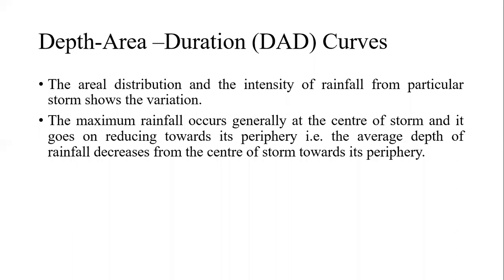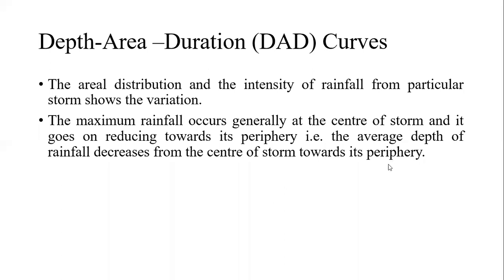It means that the maximum rainfall occurs generally at the center of the storm and it goes on reducing towards the periphery. That is, the average depth of the rainfall decreases from the center of the storm towards the periphery. म्हणजे इथं याचा अर्थ काय होतो तर एखादी जर का स्टॉर्म असेल, एखाद्या स्टॉर्म पासून पाऊस पडत असेल तर त्या स्टॉर्म पासून पडणाऱ्या पावसाचं पर्जन्यमान जे आहे ते जास्तीत जास्त हे त्याच्या सेंटरला राहतं स्टॉर्मच्या, आणि जसं आपण सेंटर पासून बाहेर जाऊ तसं तसं आपल्याला ते हळूहळू कमी होत गेलेलं दिसतं.